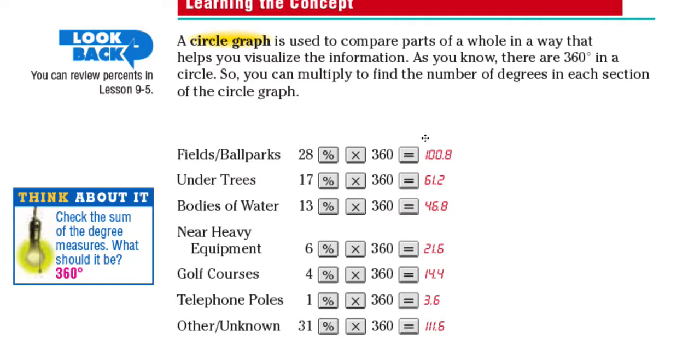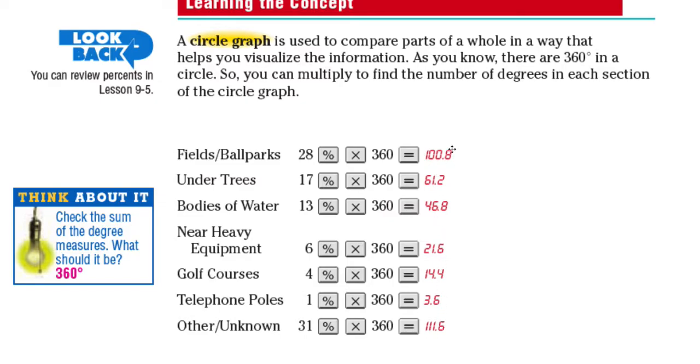And these numbers indicate degrees. This is approximately 101 degrees for fields and ballparks, 61 degrees, 47 degrees, and so on, all the way down to others unknown, which is approximately 112 degrees.